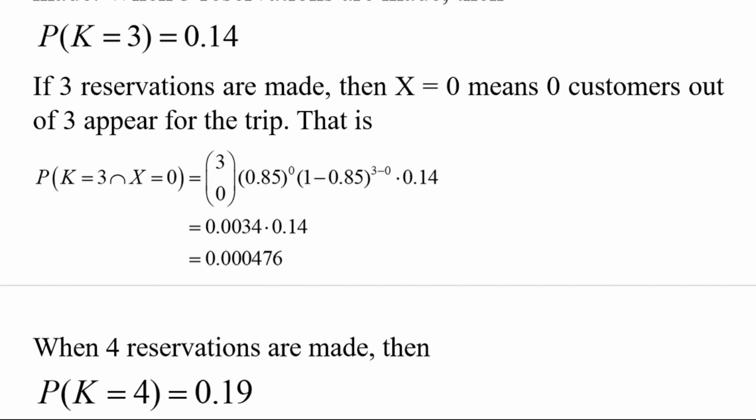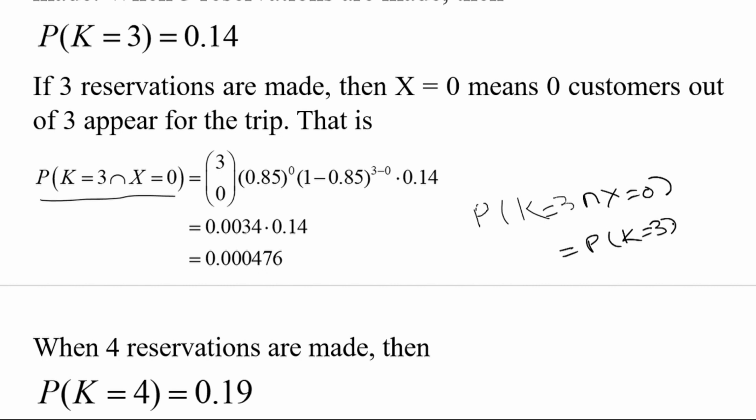Since the number of reservations made by the company and the number of customers who appear for the trip are independent of each other, this probability can be written as the probability that k is equal to 3 and x is equal to 0, which is k is equal to 3 times the probability x is equal to 0, using the multiplication rule of probability.